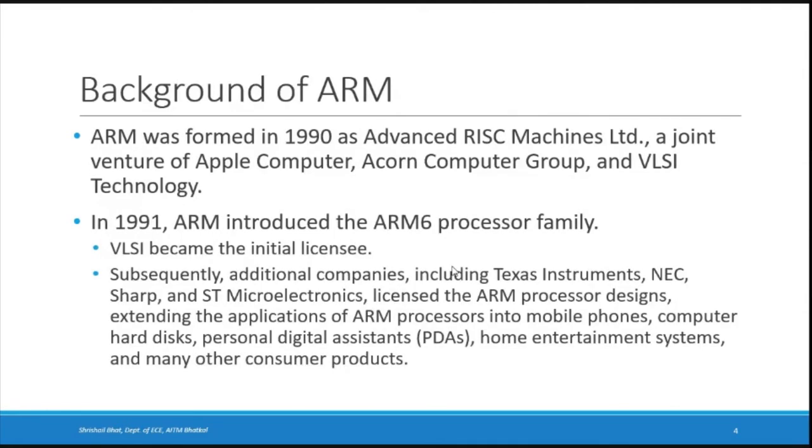If you want to have a look at the background of ARM, it was formed as early as 1990 as Advanced RISC Machine. It was a joint venture of three companies: Apple Computer, Acorn Computer Group, and VLSI Technology. In the next year, 1991, they introduced the ARM6 processor family. There are different versions of processor architecture. The first company to get the license for this was VLSI Technology. Later on, other companies like Texas, NEC, ST Microelectronics, and Sharp all got licenses for these ARM processor designs.